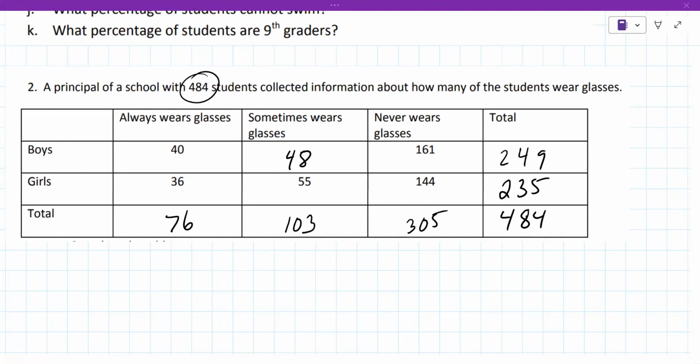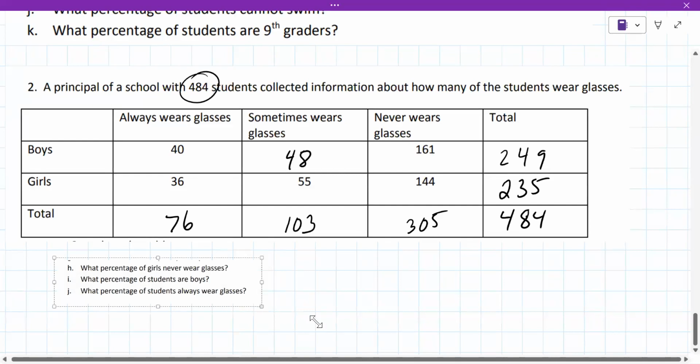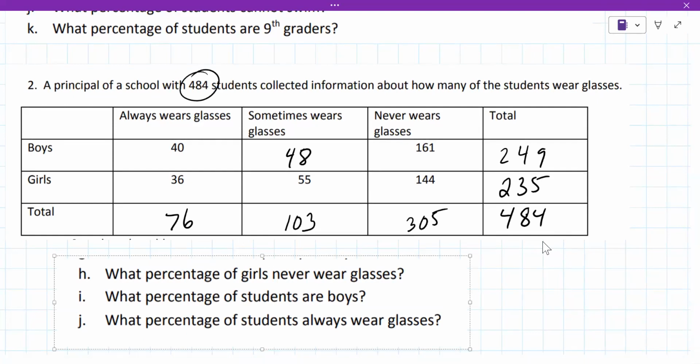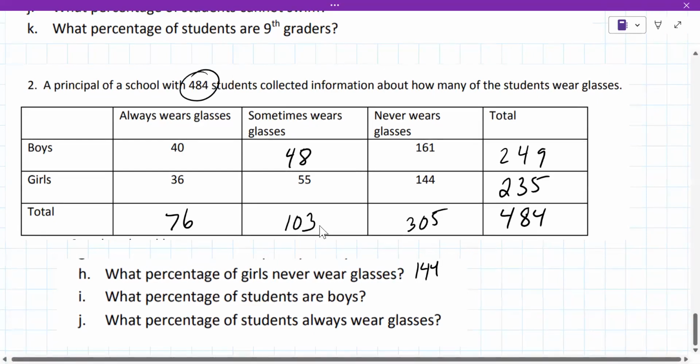So let me throw some percentage questions again here. All right, so here are 3 questions. Percentage of girls never wear glasses. So girls, so it's 144 over 305, right? Okay, so the 144 is right, but it's just girls.